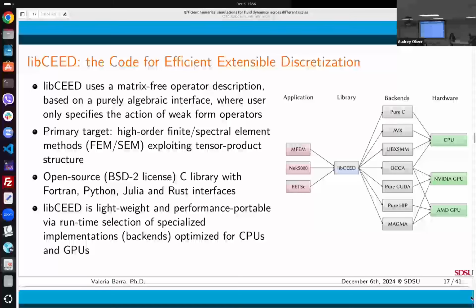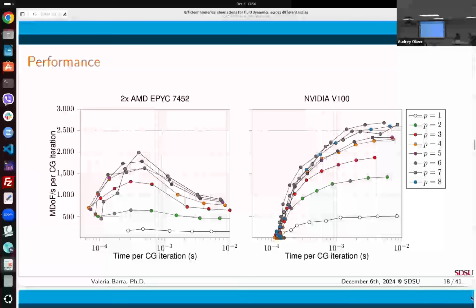Is MAGMA the computer algebra system? MAGMA is one of the backends used for dense small matrix computations. Okay, but it's the computer algebra open source system that has dense matrices. Yes, developed by UTK. Yeah. Okay.